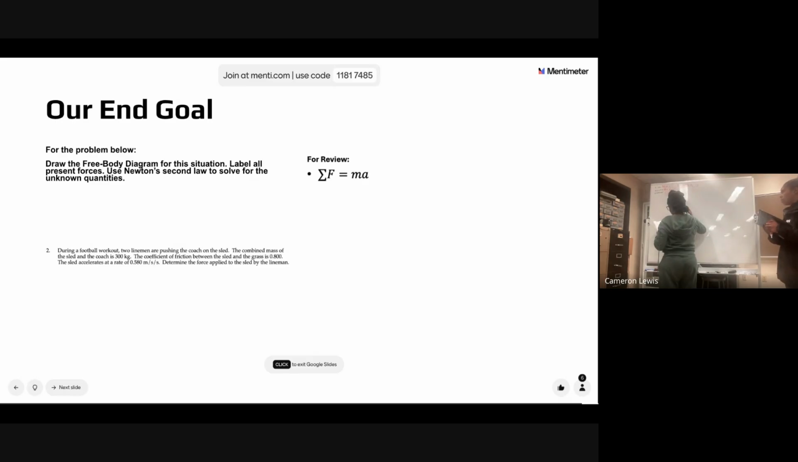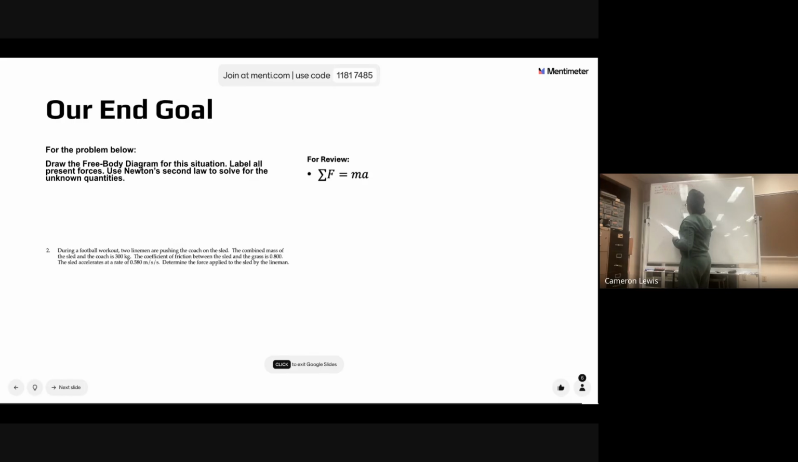Then F applied. But it said it's pushing. What are we pushing? The sled. How does a sled move? Across a surface. So would it be the normal force? It's applied on a surface, so the surface is touching the ground. Normal force is zero because something is counteracting gravity by pushing it up.